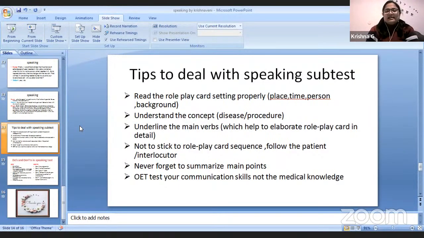In that condition, we must know the time. If it is given as Saturday night, you should wish the examiner accordingly, like good morning, even though your speaking sub-test is in the evening. Never go with the same time; just act accordingly on the role play card.